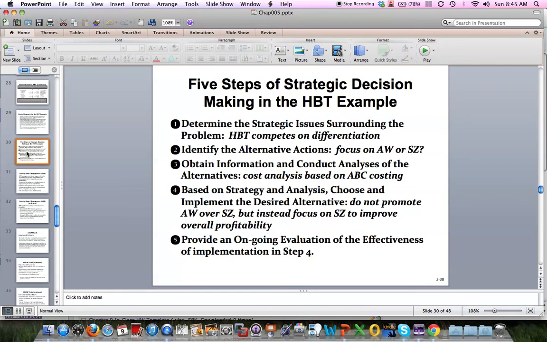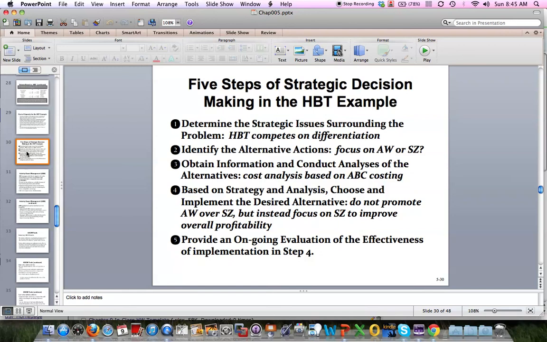HBT competes on differentiation, right? They're basically saying it in the setup to the problem that they're really relying on high quality, that they've got really good engineering, that they're really good on maintaining the security of their product. They're really good at staying ahead of the curve of maintaining the secureness of this communications device that they have. And so they've got this kind of an advantage. They're basically saying that we're different from other companies who make the same thing because we're ahead of the curve, we're the most secure, and therefore that's why you should buy our product.